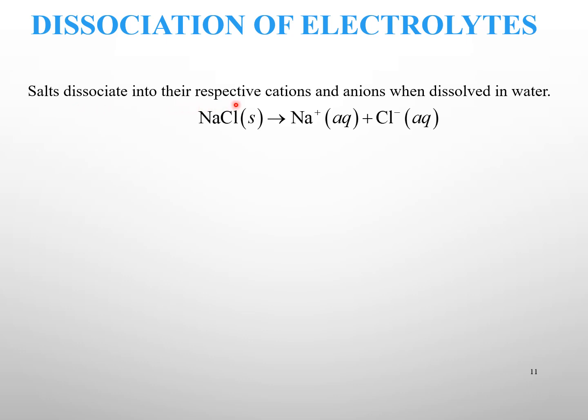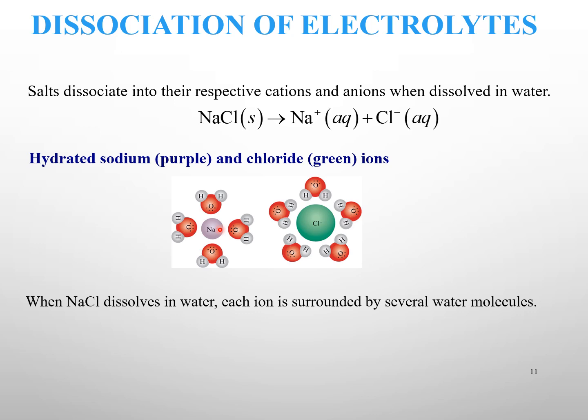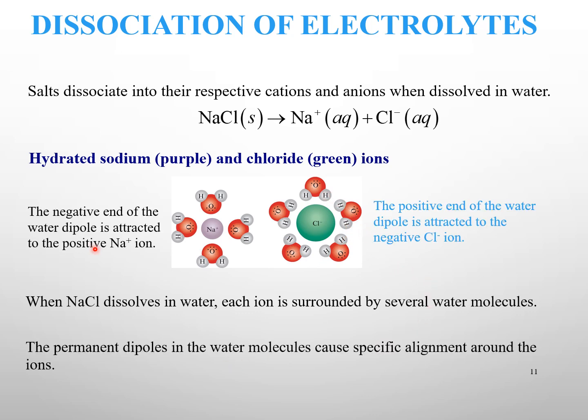Salts dissociate into their cations and anions when dissolved in water. So if you have sodium chloride, it goes into sodium ion and chloride ion. How does it actually look when it's in water? Sodium will be flanked by the negative side of the water, which is O. And the Cl ion has a negative charge, so it will be flanked by the positive side of the water, which is the H side.